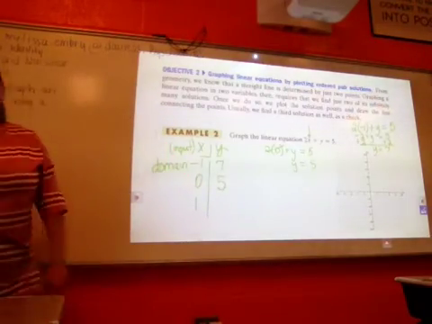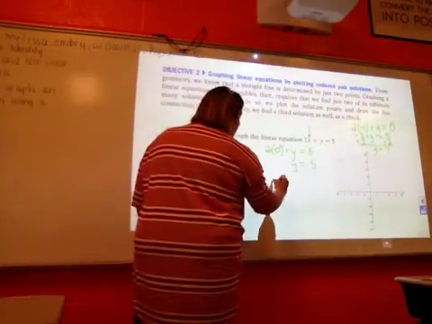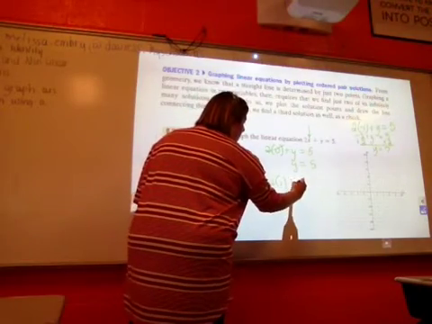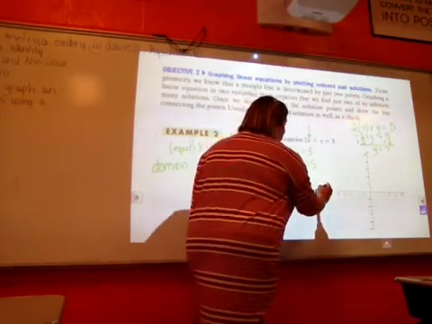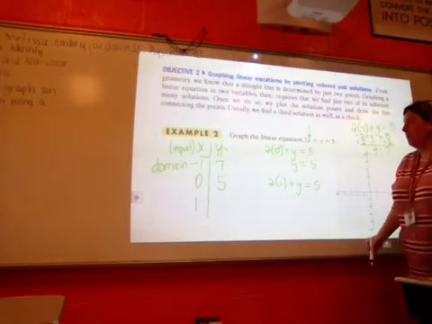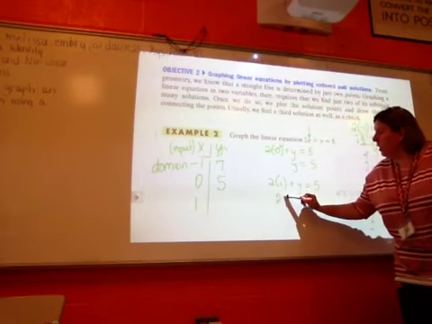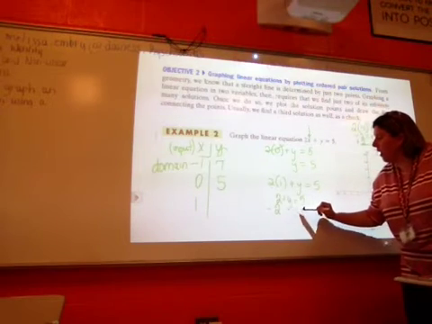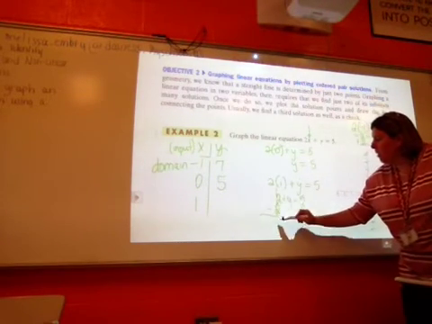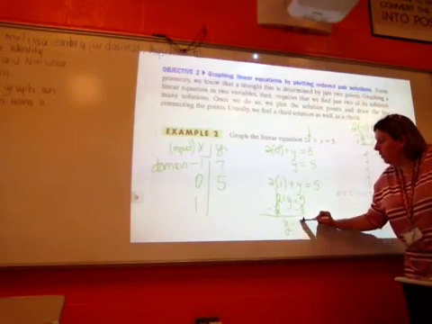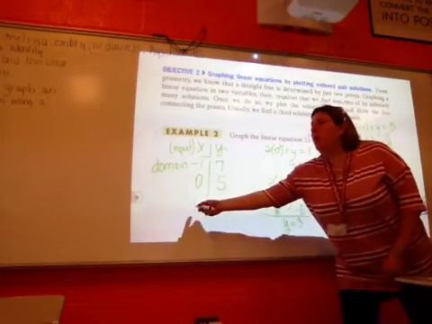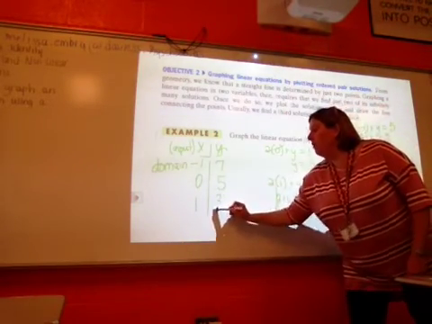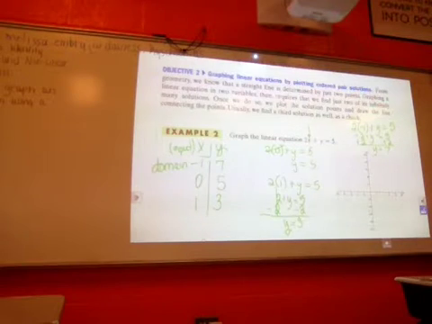If my input were 1, that would get me 2 plus Y equals 5. Subtract 2 from both sides. Y would be equal to 3. So if my input were 1, my output would be 3. Now, how do I graph that and make it linear?